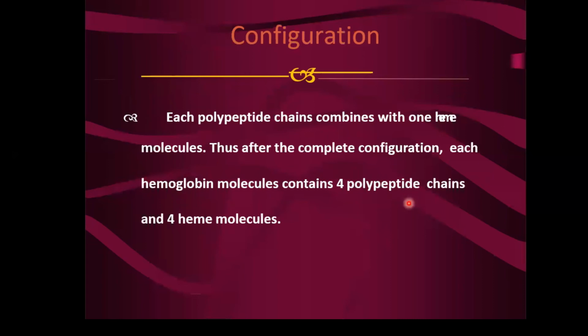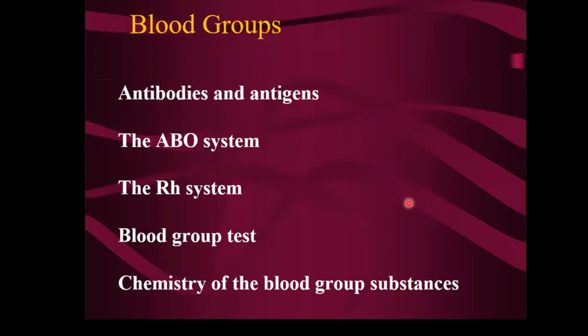Each polypeptide chain combines with one heme group molecule. Thus, after complete configuration, each hemoglobin molecule contains four polypeptide chains and four heme molecules. Let's talk about the amount of hemoglobin in normal blood. The average adult figure, irrespective of sex, is 14 to 16.